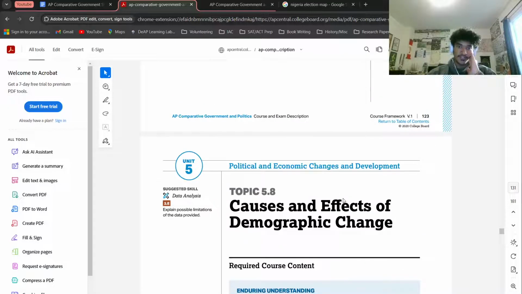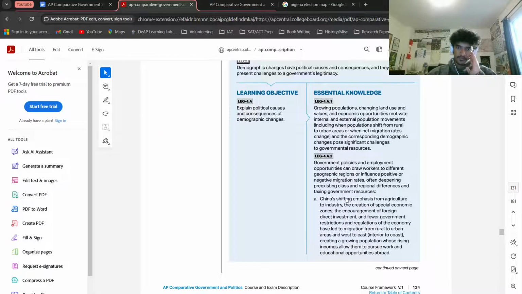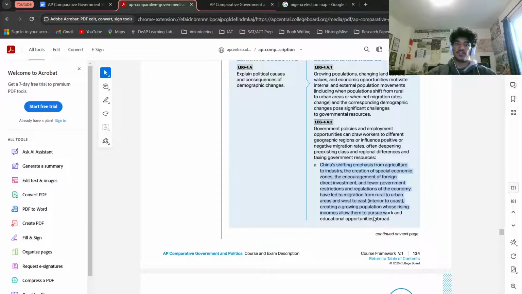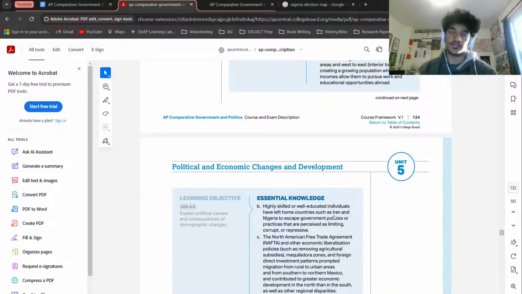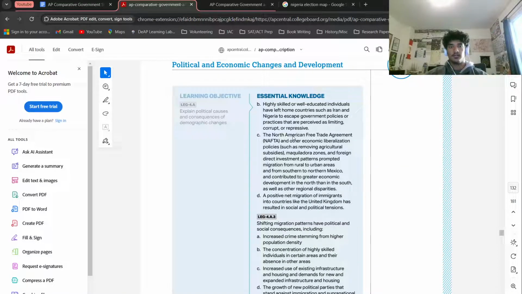Okay. So let's talk about 5.8, causes of demographic change. Right. The biggest thing to know is that China has been shifting from west to east, where impoverished people in agriculture have been looking for industry jobs, and most of those industry jobs can be found on the east coast. And your major cities like Chongqing, Beijing, Nanjing, Shanghai, those have all been greatly growing.